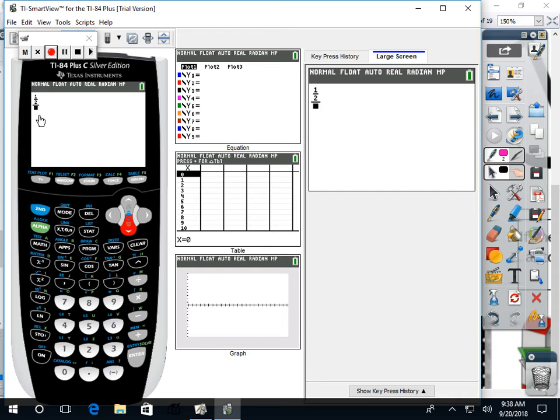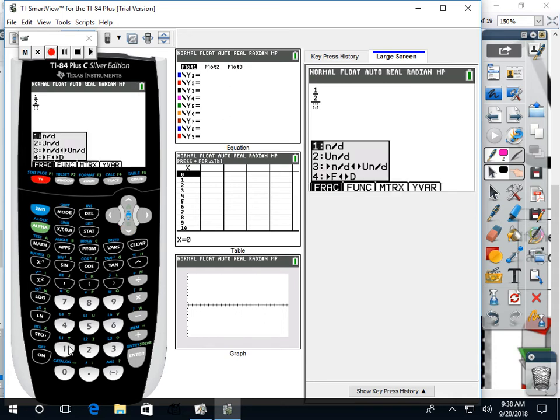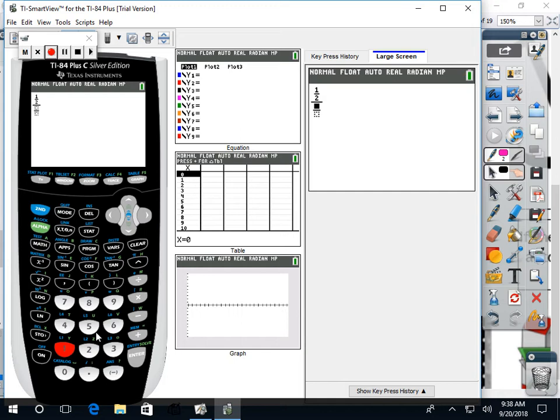Okay, now isn't the denominator also a fraction? So you need to set up for a fraction. Alpha y equals n over d, which is number 1, and then type in your fraction 1/3. And then you just hit enter and you get 3/2.